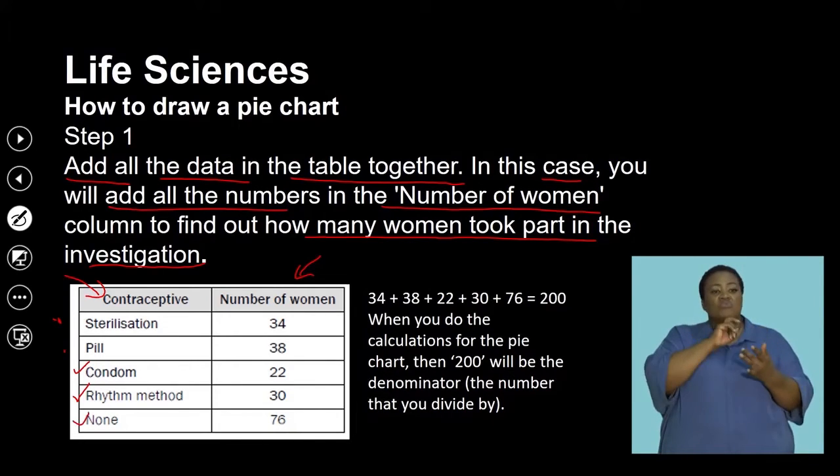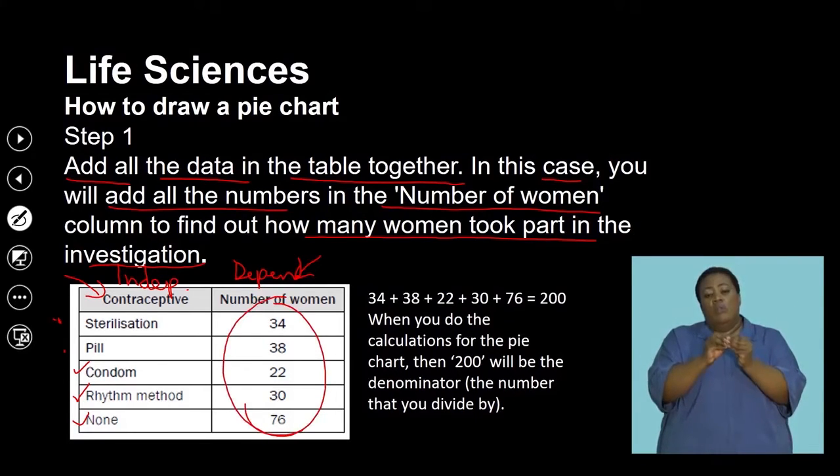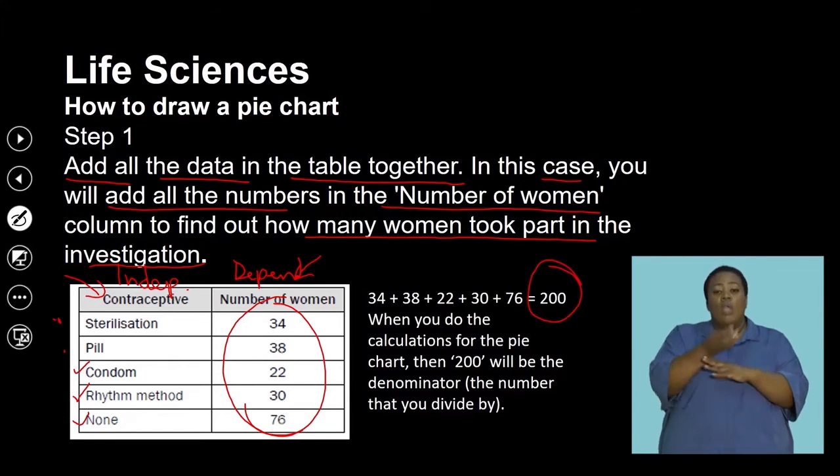So we've got different contraceptive methods, and that would be our independent variable. Then we also see a column that shows the number of women that use each of these different types of them, and so this would be the dependent variable. As I said, the first thing is to find out the total number of individuals used in this study, so you add these up and you get a total. I've done that before, and we've got a total of 200.